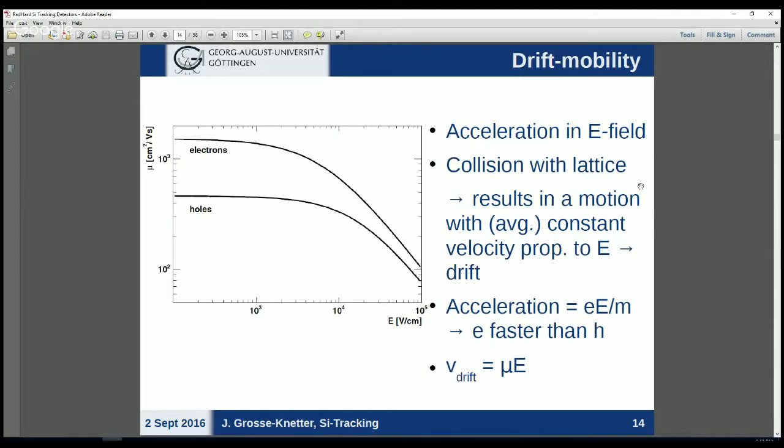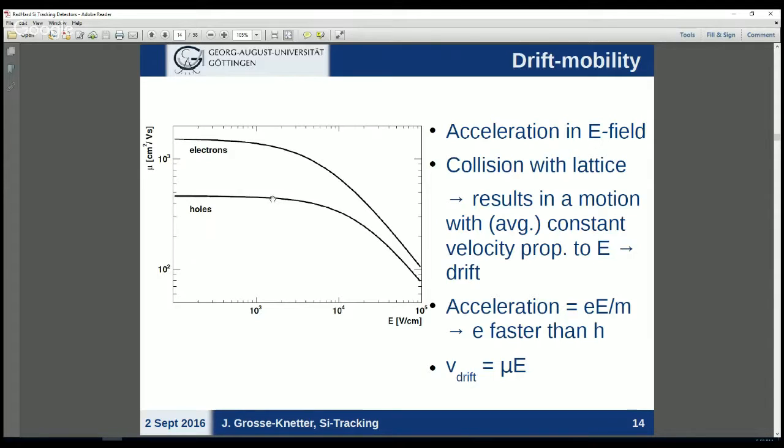There's a little difference between electrons and holes. This proportionality between the drift velocity and electric field is typically described by mobility. You see in the plot there's a part where the mobility is independent of electric field. Holes have a smaller mobility than electrons, which is simply because of what you call effective mass in a semiconductor that is higher for the holes.